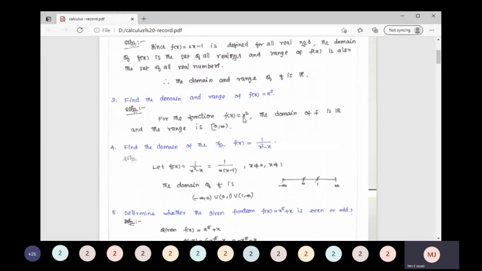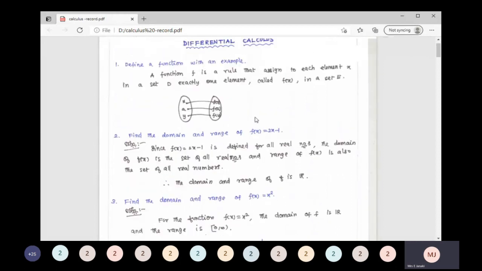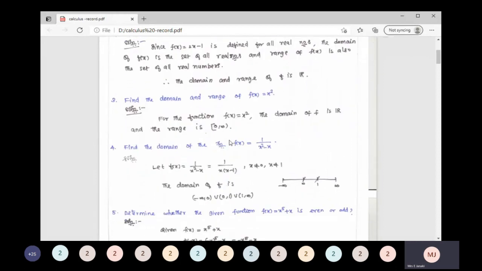Because if you are substituting any negative number here, minus infinity to 0, then f of x becomes only positive. The range is only positive. There are no negative numbers in this range. Therefore, the range lies between 0 to infinity.